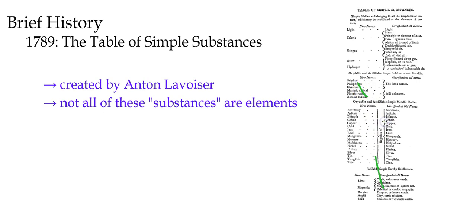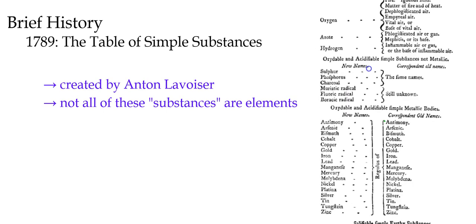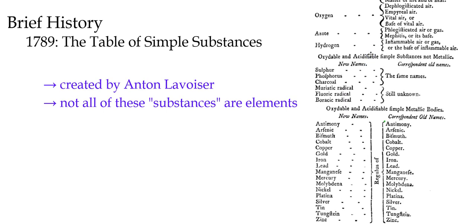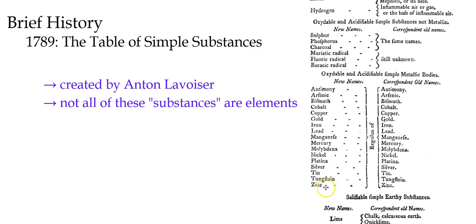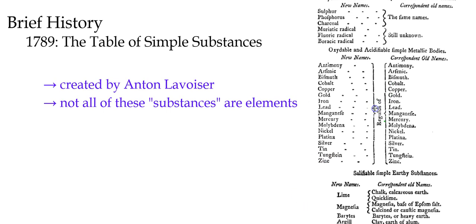And can I make it bigger? I can't make it bigger. But if you can kind of read what it says, you can notice that not everything on here is an element, right? So some of these are copper, gold, iron, manganese, platinum. Oh, I guess platinum is an element. Zinc, these are all elements. This is probably a bad example column.